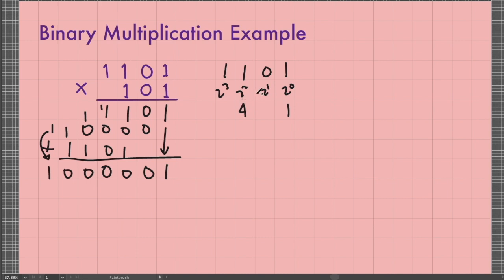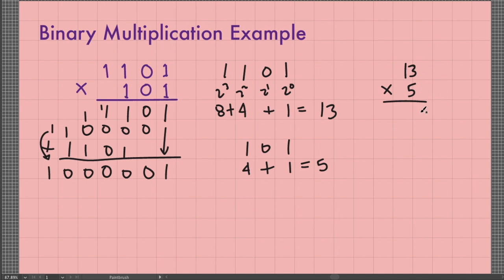This is 4, then this is 8. So 8 plus 4 plus 1 is equal to 13. Let's convert this to decimal form. 1, 0, 1. This has a weight of 1, and this one has a weight of 4. So 4 plus 1 is equal to 5. So we have 13 times 5. 5 times 3, 15. 5, 5, 65.